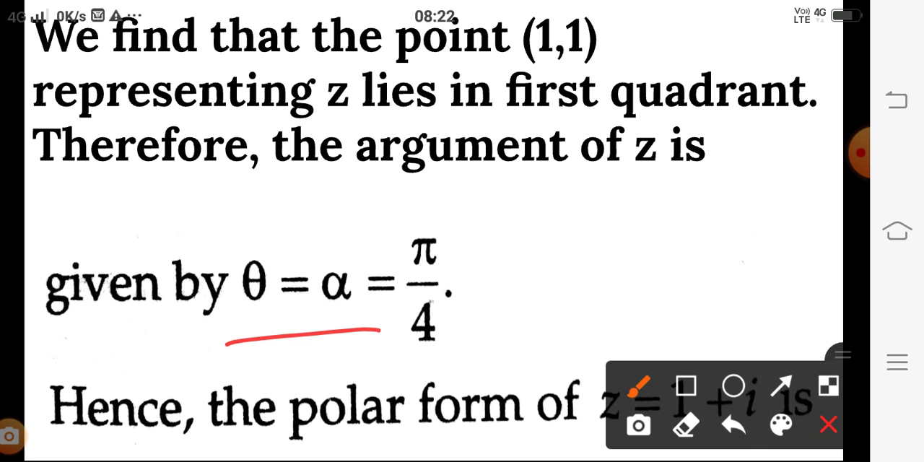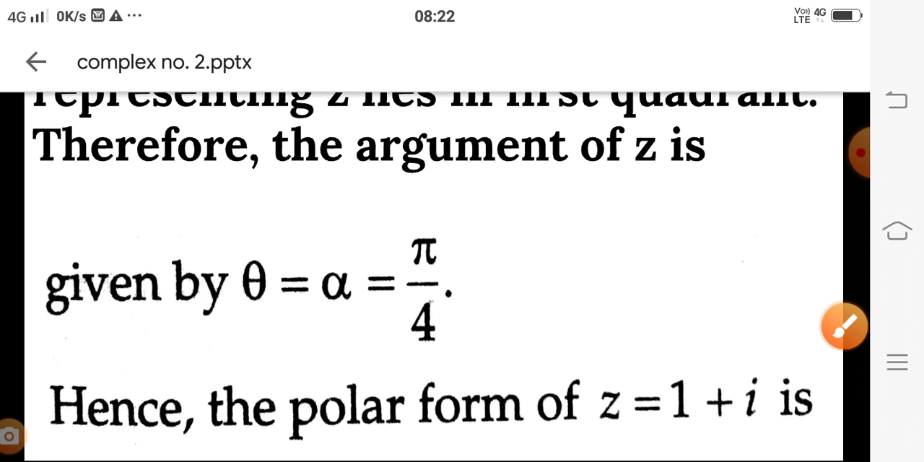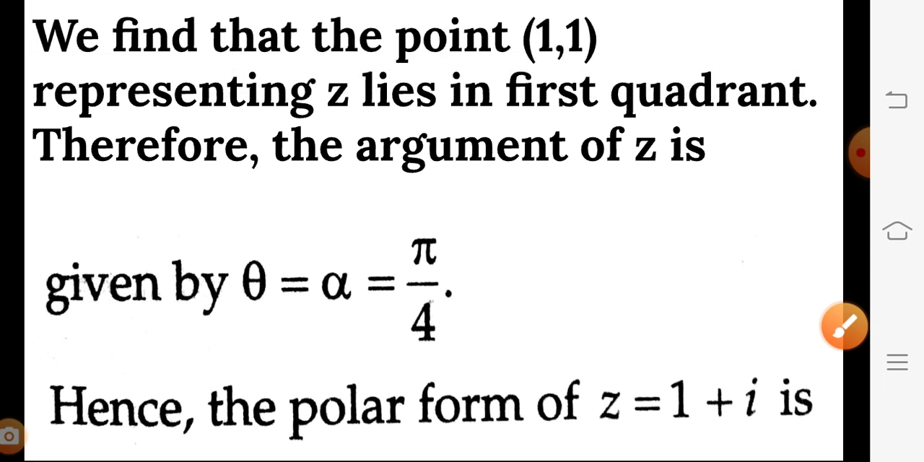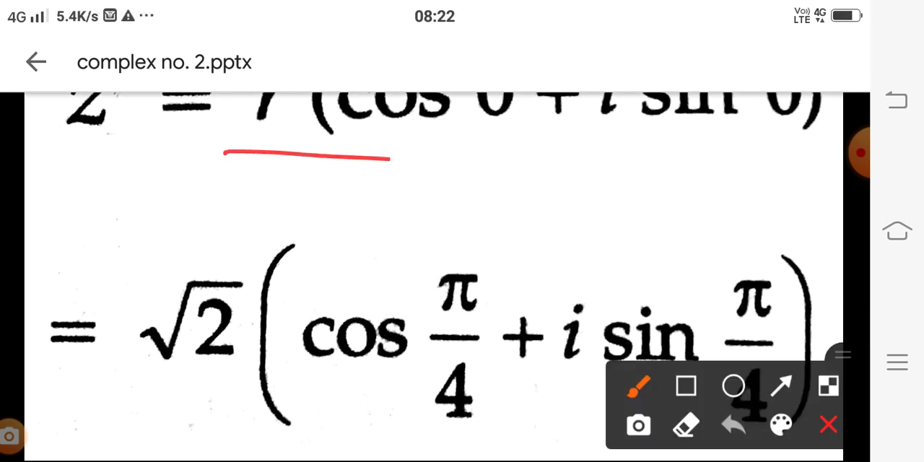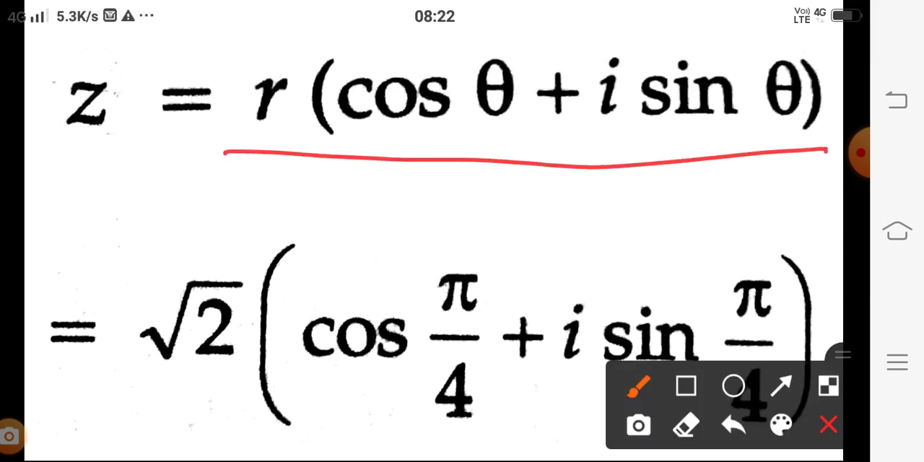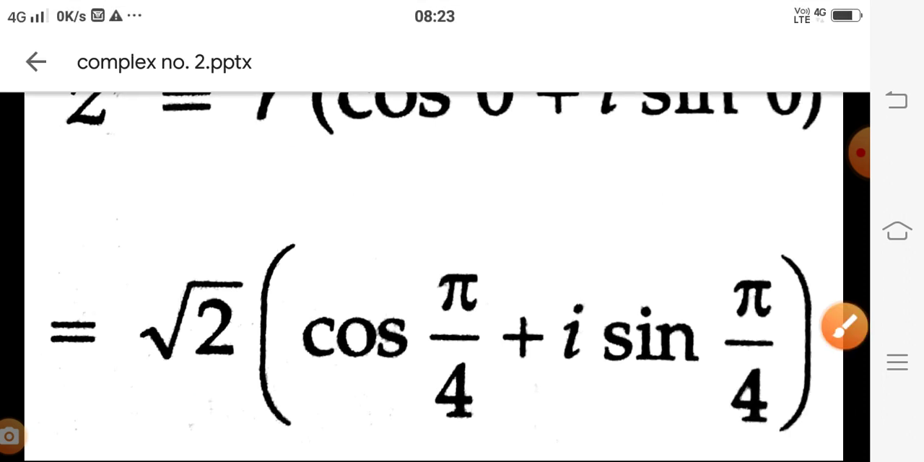Now we have the modulus and the argument, and if we write in polar form, z is equal to 1 plus i, then it is written as z is equal to r into cos theta plus i sin theta. Then the value of r is root 2 and theta is pi by 4, so root 2 into cos pi by 4 plus i sin pi by 4. And this is the required representation of the complex number 1 plus i in polar form.